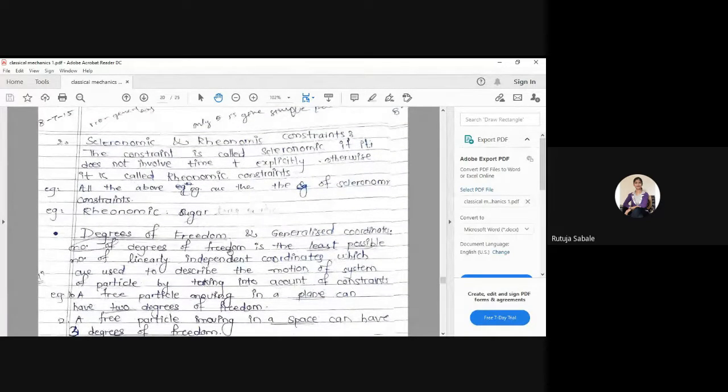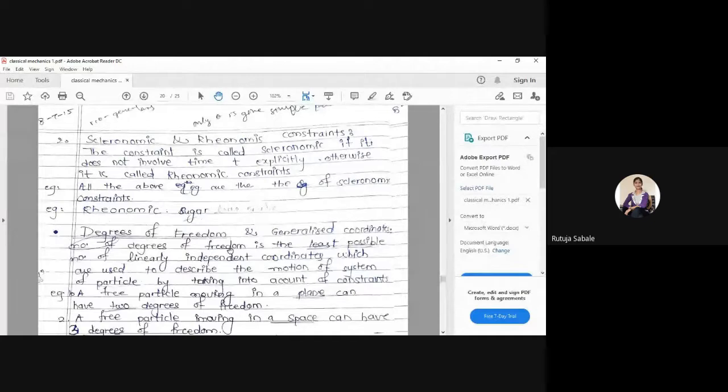Scleronomic constraint. What is a scleronomic constraint? The constraints are called scleronomic if they do not involve the time t. Whenever you have motion, it may not depend on time, or it may depend on time. If it is not depending on time, then it is called a scleronomic constraint. And rheonomic constraint means it is depending on time.